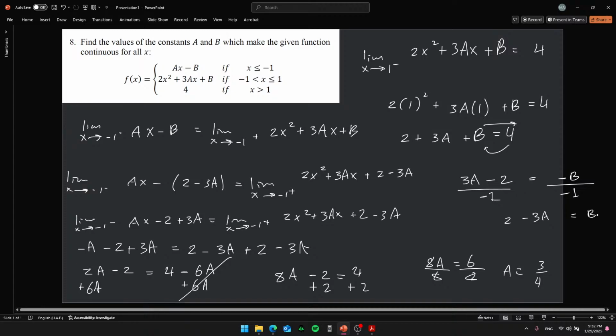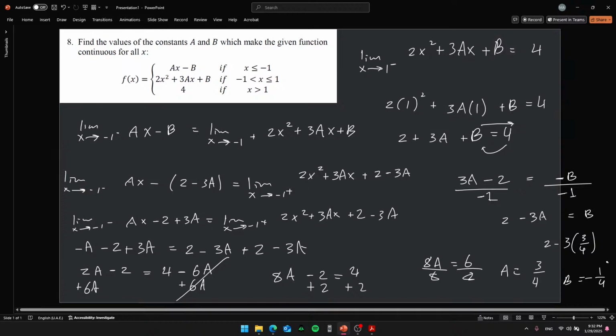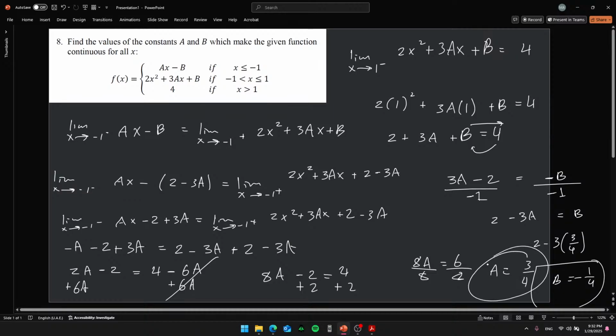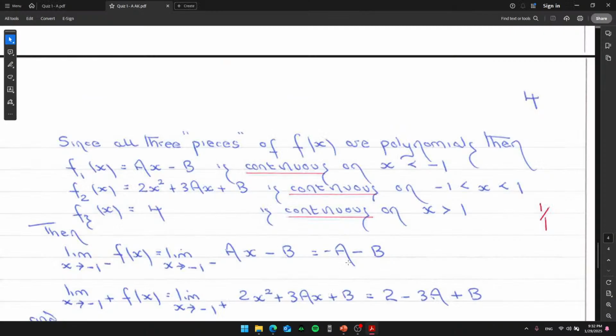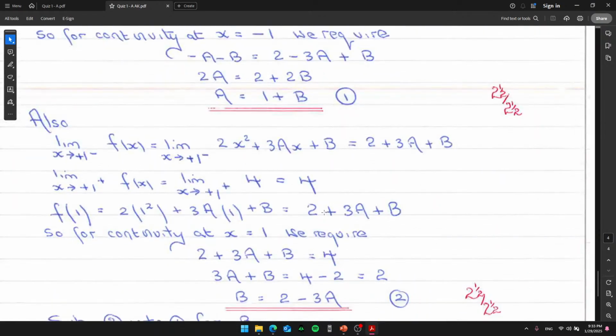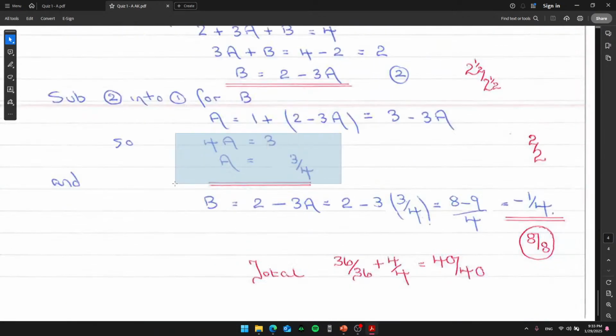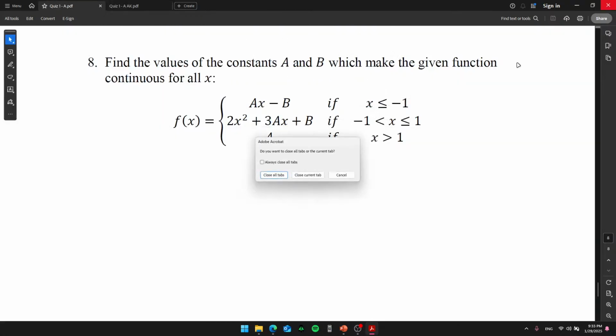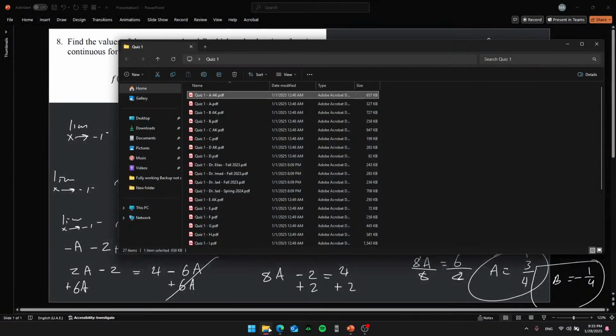So if you want to get the b, just simply substitute here 3 over 4. So 2 minus 3 times 3 over 4. So b is negative 1 over 4. Yep. And a is 3 over 4. Yep, 3 over 4. And b is negative 1 over 4. Okay, that's nice. Okay. That's for quiz A.